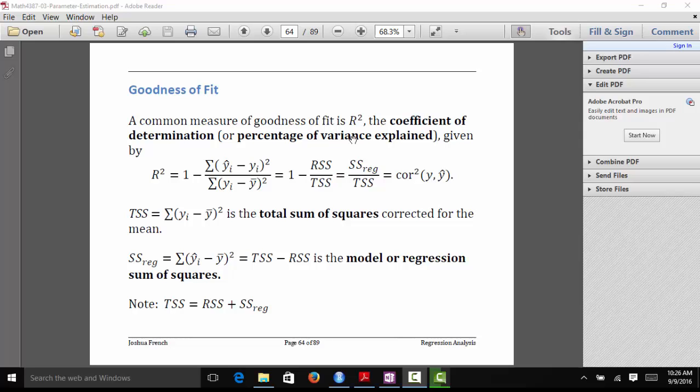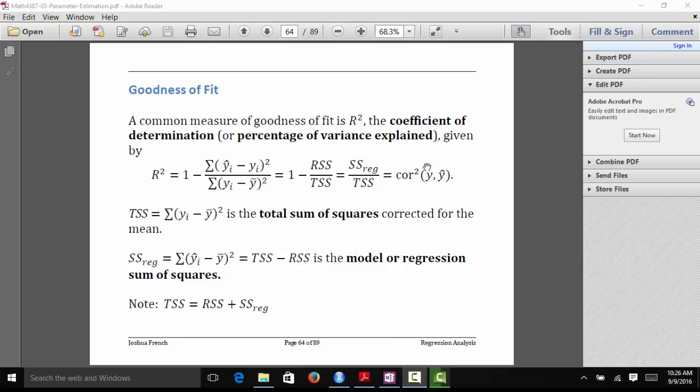of variance explained. The way that we actually compute R squared is that it is 1 minus the ratio of the residual sums of squares over the total sums of squares, which is equivalent to the regression sums of squares over the total sums of squares. Another way of computing it is that it is the squared correlation between the observed data and the fitted values. So you compute the correlation between the responses and the fitted values, and then you square that number.